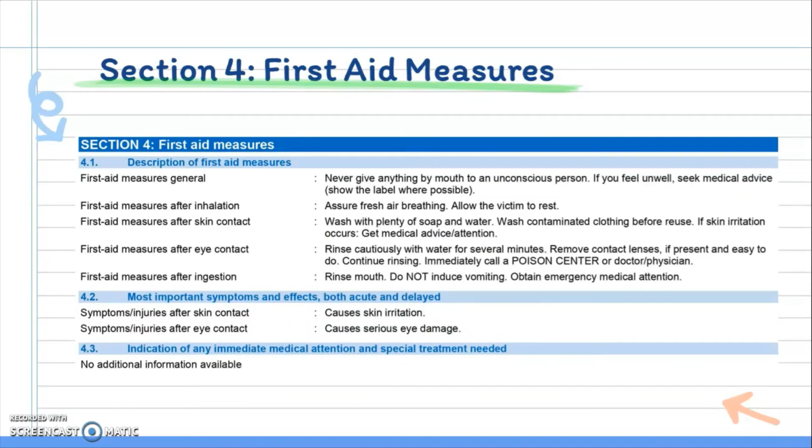Looking at the Section 4 of SDS ng sodium hypochlorite, makikita natin dito yung mga first aid measures na kailangan gawin kapag nagkaroon ng exposure sa chemicals.